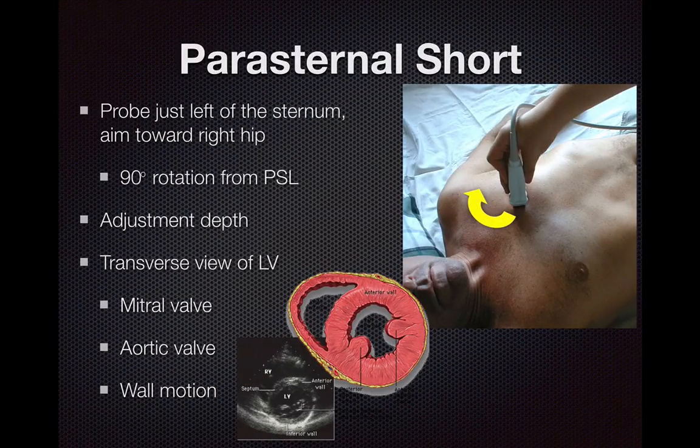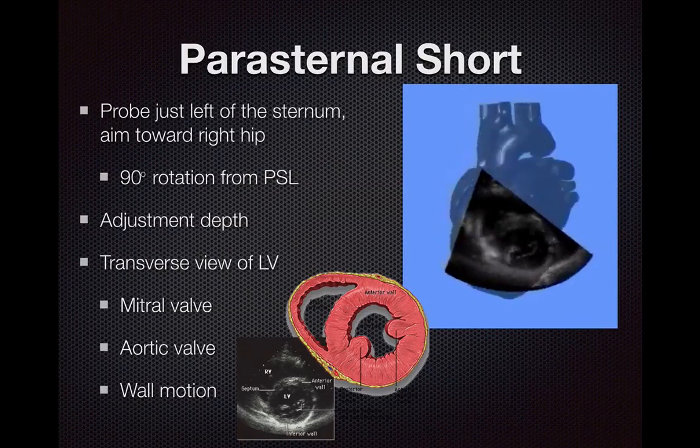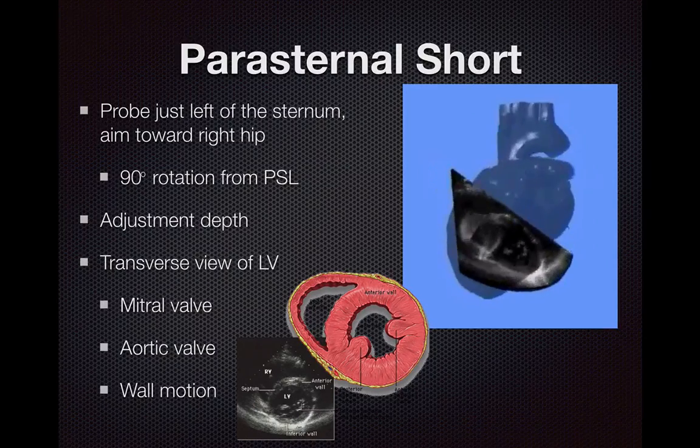For the parasternal short axis, you're going to place the probe again just to the left of the sternum where you already had it, but you're just going to rotate it 90 degrees from the parasternal long so that now the indicator is toward the patient's right hip. You're going to adjust your depth again, and this time you're going to get a transverse view of the left ventricle. So it's like you're slicing right through that heart. You'll see the mitral valve as well as the aortic valve, and you can assess for wall motion in this view. So here's the short axis view, slice right through that heart.